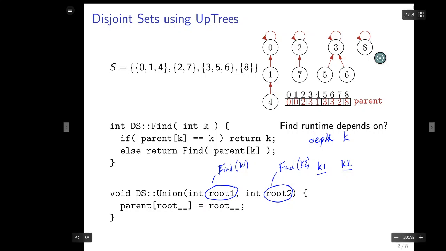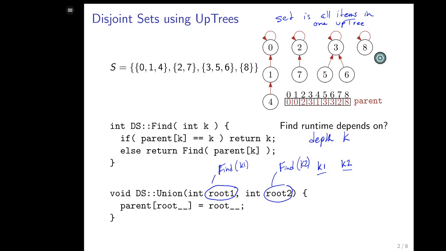Here we go. If you are unioning two sets together, the two sets are represented by uptrees. Remember, a set is all of the items in one uptree. And this is a forest of uptrees. So in this case, there are 4 sets. I'm giving you the roots of 2 of these sets, and I'm asking you to union them together. And what is the smart way to union them together?